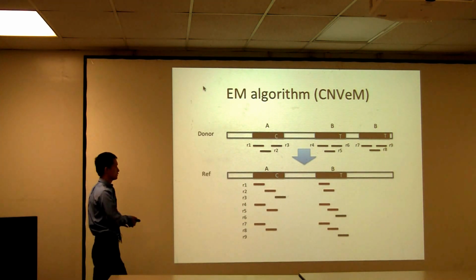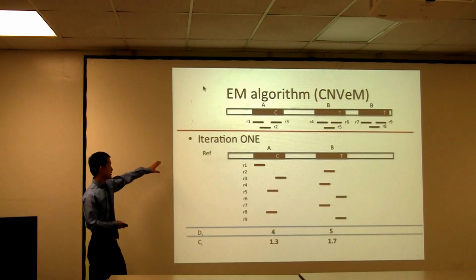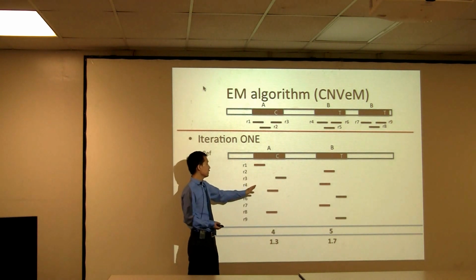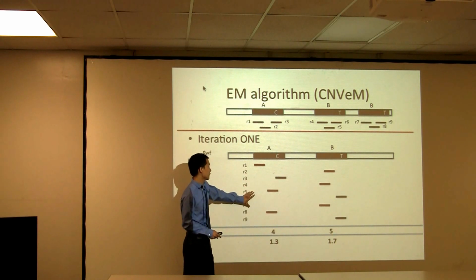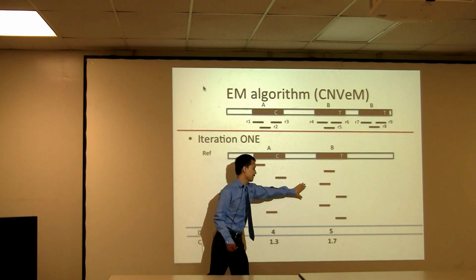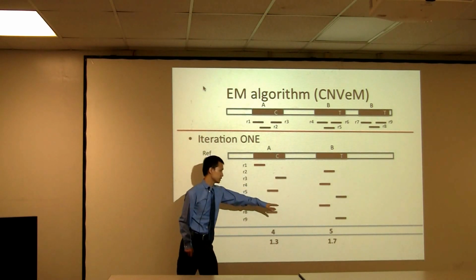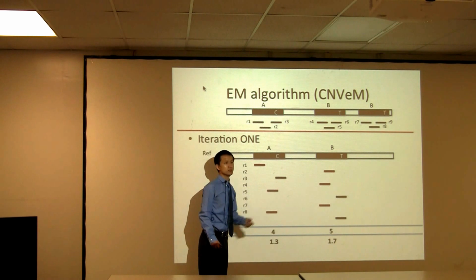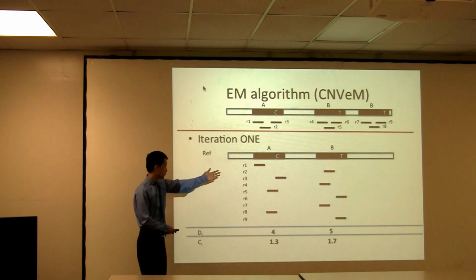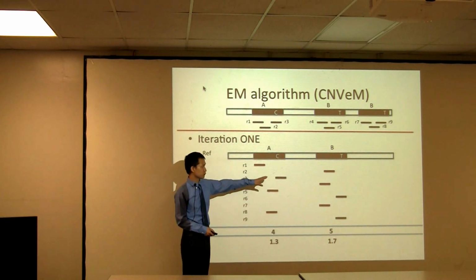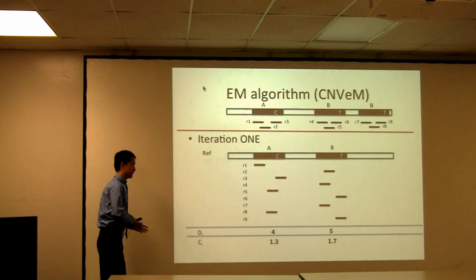So I will show by example how the method works. Initially, we guess the copy number for each position to be 1. So in the first iteration, for the multiple mapping reads, we assign it to region A and region B with equal probability. And we have 3 multiple mapping reads in region A and 3 in region B. The read depth of region A is 4 and the read depth of region B is 5 because there are some uniquely mapping reads. So we can update the copy number of region A to be 1.3 and the copy number for region B to be 1.7. This is the new copy number estimation.